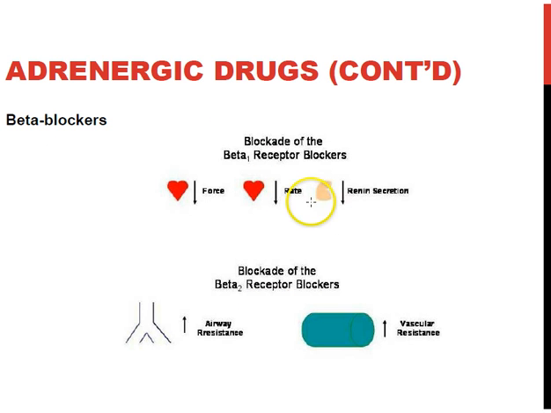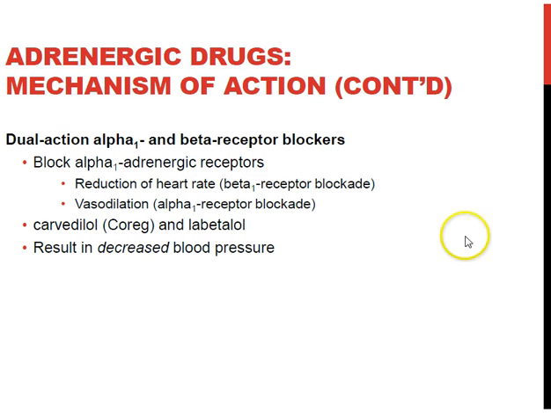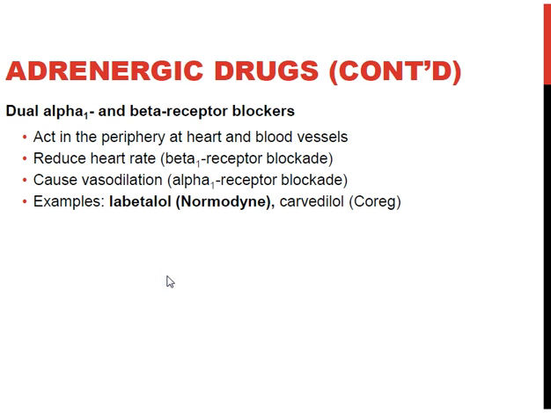And this is just an example of how it works. Adrenergic drugs, the dual acting, so this means we get not only a beta effect but an alpha effect as well, are drugs like carvedilol. It does both. And again, we get decreased blood pressure. These dual acting adrenergic blockers act in the periphery, on the blood vessels, and in the heart, and they reduce heart rate as well as cause vasodilation. So that's why we like them. Labetalol is our exemplar drug for this.